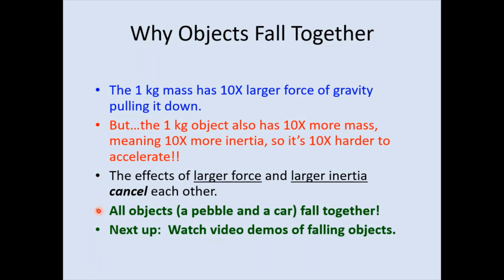So as a result, all objects, for example, a tiny pebble and a massive car will fall precisely together. So we have seen earlier in the course, I showed you some video demonstrations of dropping various objects with and without wind resistance. It's worthwhile to revisit those videos just to see the effects again as a demonstration. So we'll watch those now.